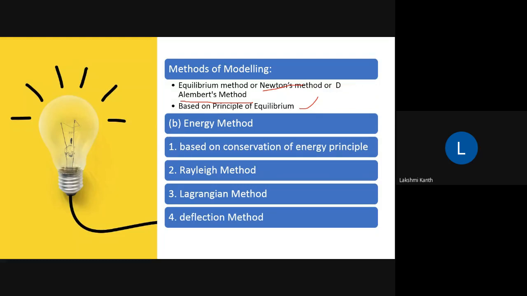In the methods of modeling, the first method is based on the principle of equilibrium. In that, based on the principle of equilibrium, that method they treat as either the equilibrium method, Newton's method, or D'Alembert's method. Okay, we will see one by one, and don't worry, I will tell you each and every point. But please make note. These are very important. So methods of modeling based on the principle of equilibrium. So this is a point.